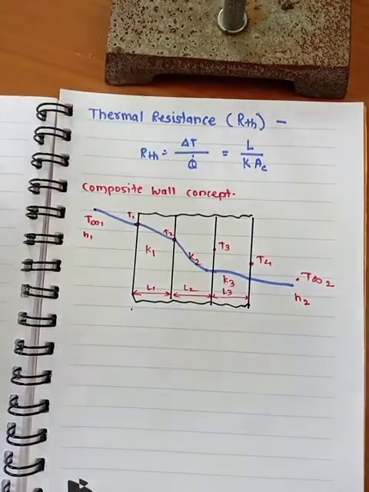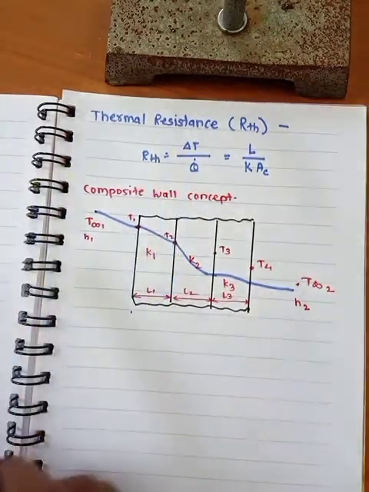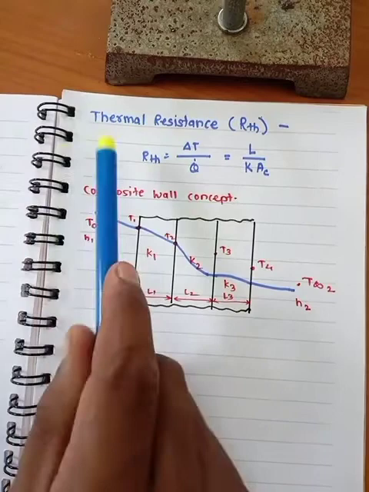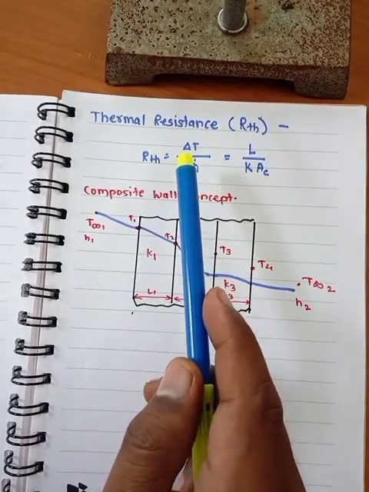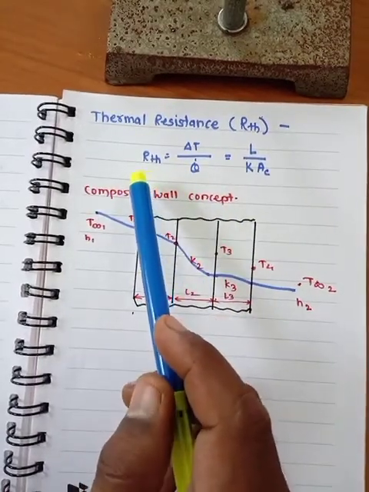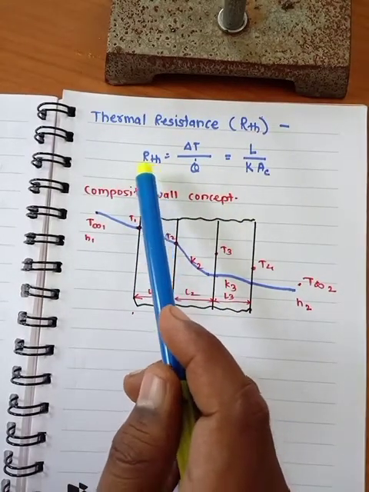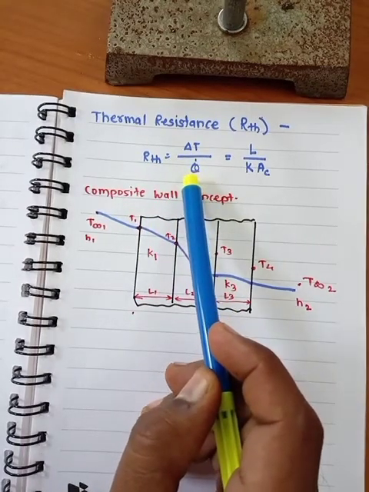Hello everyone. In our previous lecture, we already studied the concept of thermal resistance. Thermal resistance is defined as the resistance offered by the material to transfer heat through it. And from the electrical analogy, we have found the formula for thermal resistance as R_TH is equal to delta T divided by Q dot, the heat transfer.